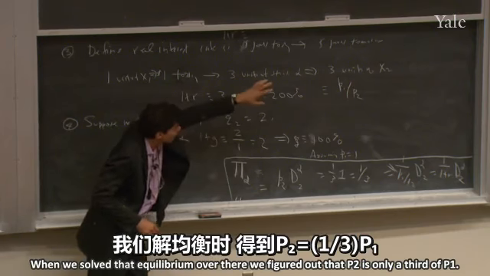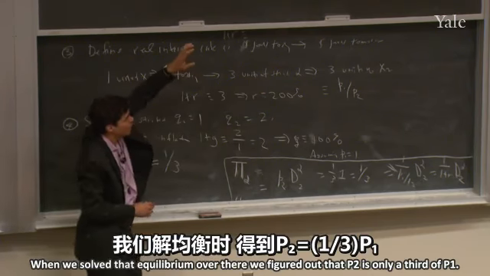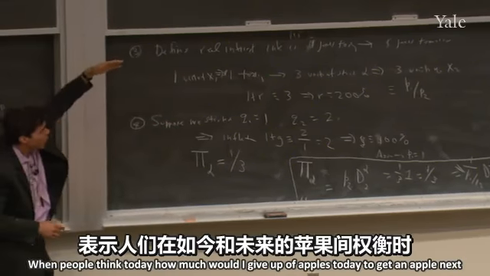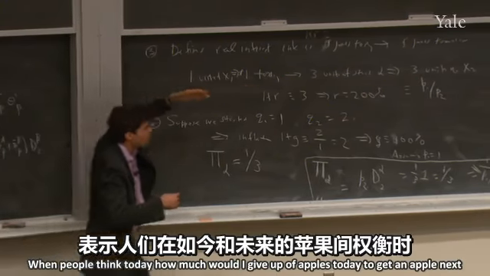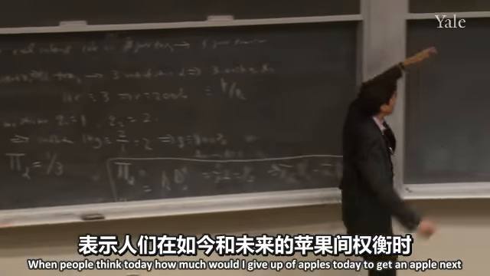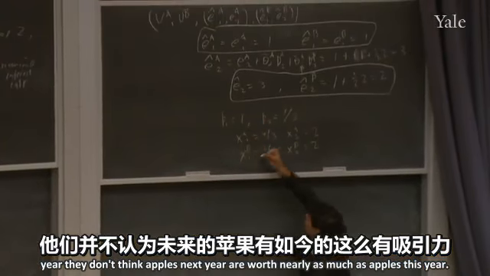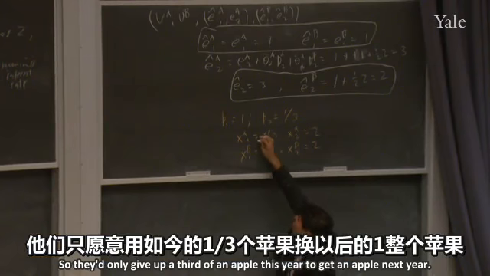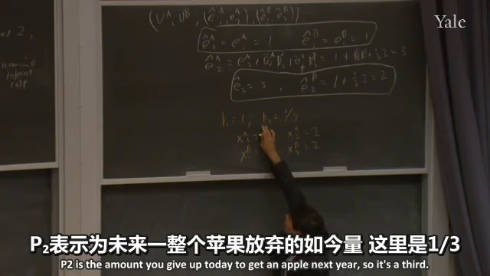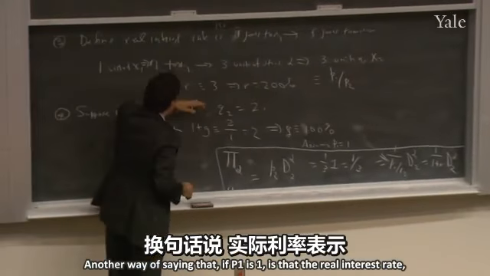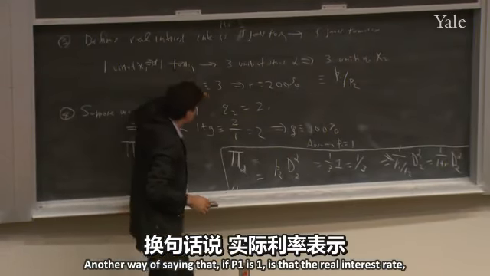When we solved that equilibrium over there, we figured out that P2 is only a third of P1. The price, when people think today, how much would I give up of apples today to get an apple next year? They don't think apples next year are worth nearly as much as apples this year. So they'd only give up a third of an apple this year to get an apple next year. P2 is the amount you give up today to get an apple next year. So it's a third.